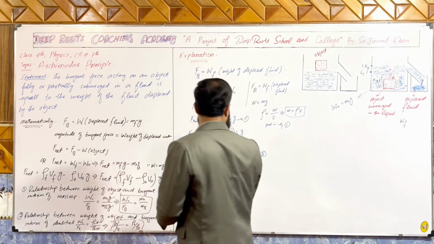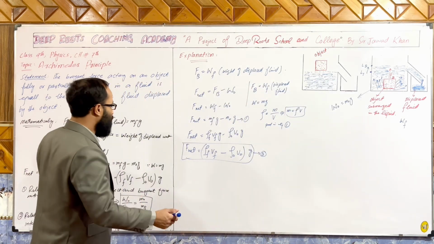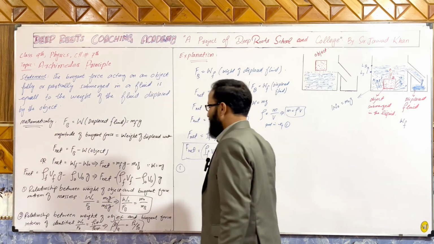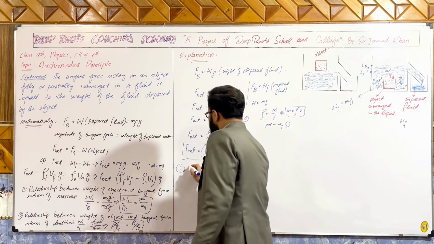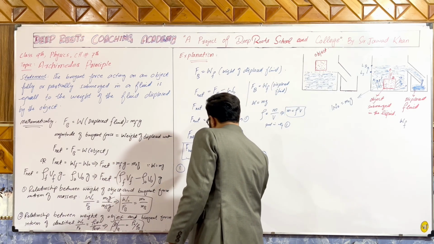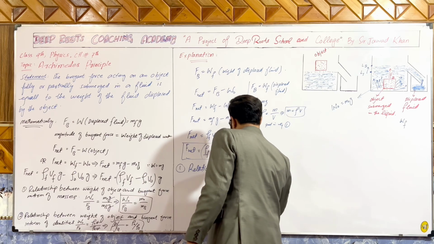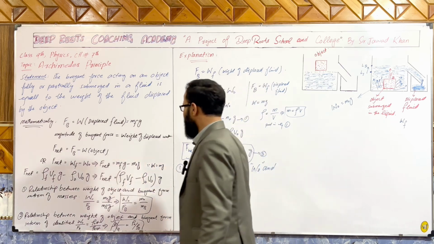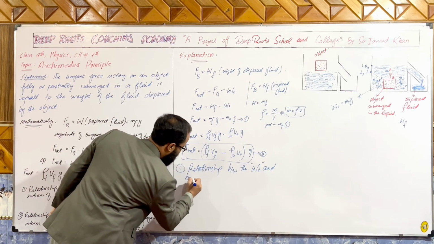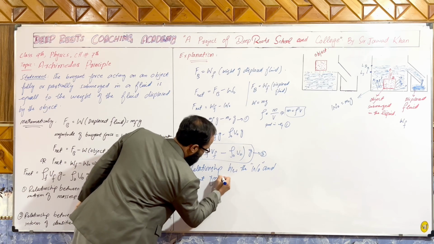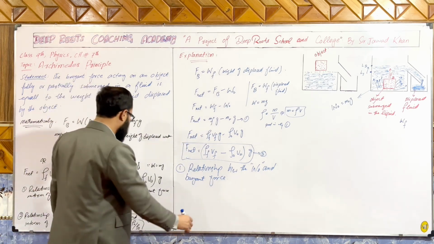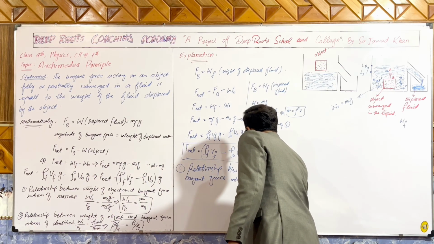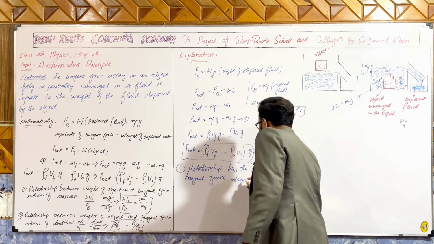Now we can form two relations. Number one, relationship between weight of the object and buoyant force in term of masses.